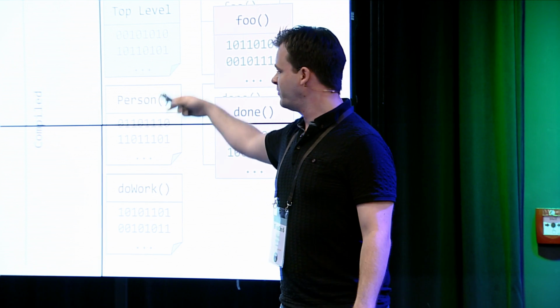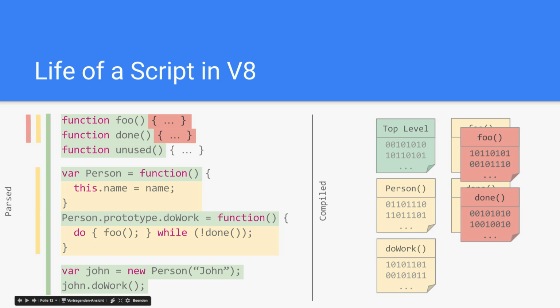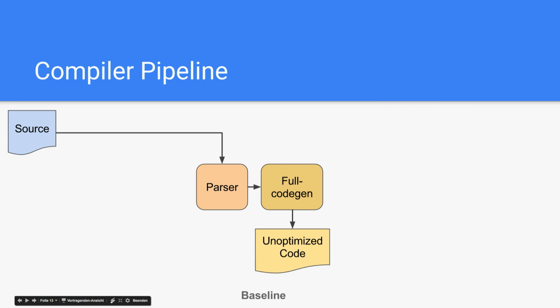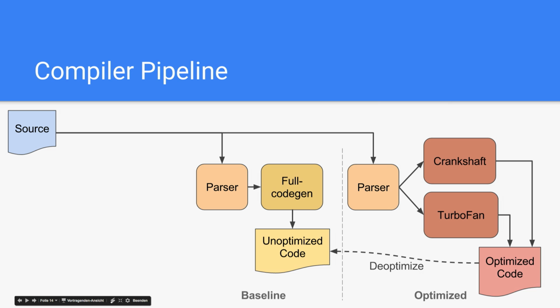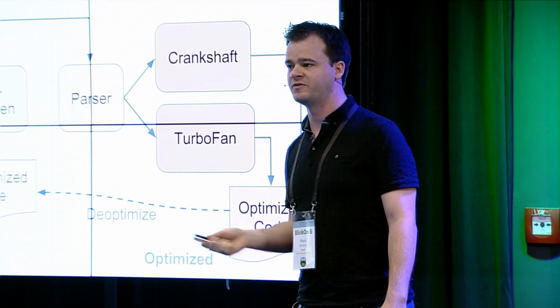You can see we've parsed everything twice or 3 times, generally, to actually run that code. So just to give some background on how the compiler pipeline looks here. The optimizing side is effectively another branch on this, where we take the source again, we parse it, and then we feed it into one of our 2 optimizing compilers. So we have Crankshaft and Turbofan.